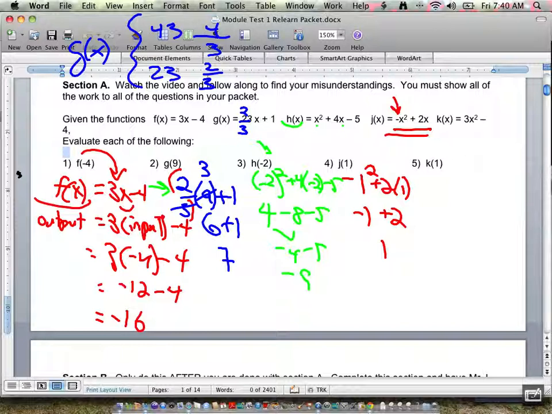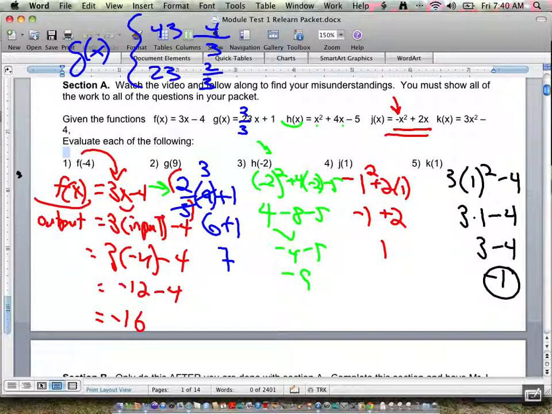And the last one is like unto it. K of x is equal to 3x squared minus 4, so this becomes 3 times 1 squared minus 4. 1 squared is 1, so 3 times 1 minus 4, and 3 times 1 is 3 minus 4. That is negative 1. Okay, so there's the answers to all of the first section of the relearn packet.